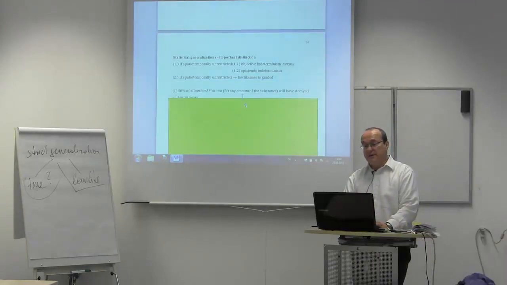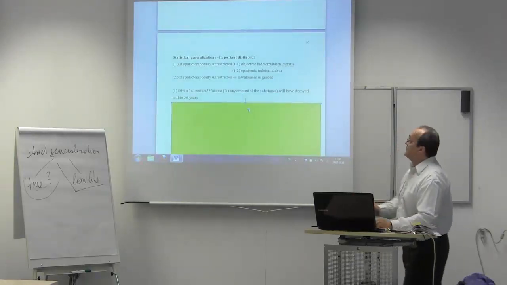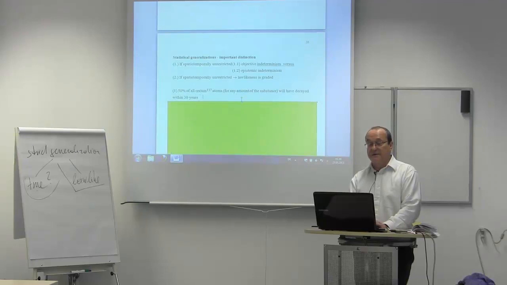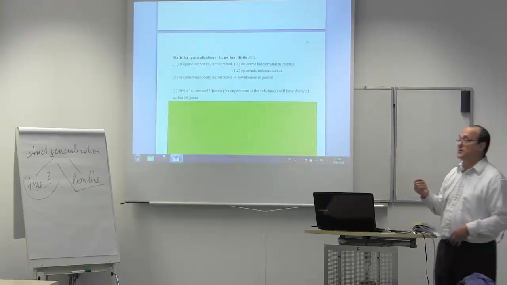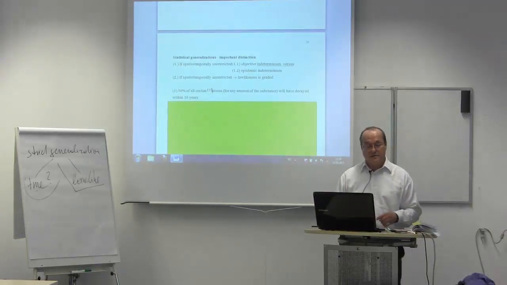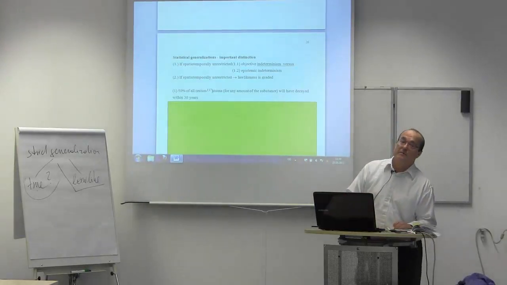And now let me speak about that in more detail. Here we have the first example. 50% of all cesium atoms of the mass number 137, for any amount of substance which you have, will have decayed within 30 years. Cesium-137 atoms are the major radioactive contamination of nuclear accidents, the meltdown of the core of a power plant, which happened in Chernobyl and which happened in Fukushima.